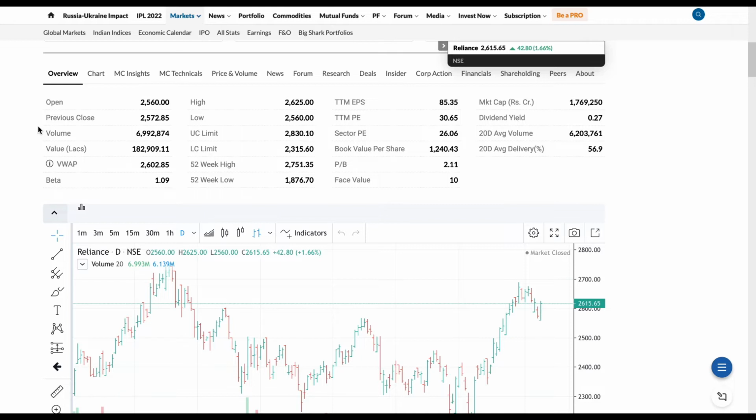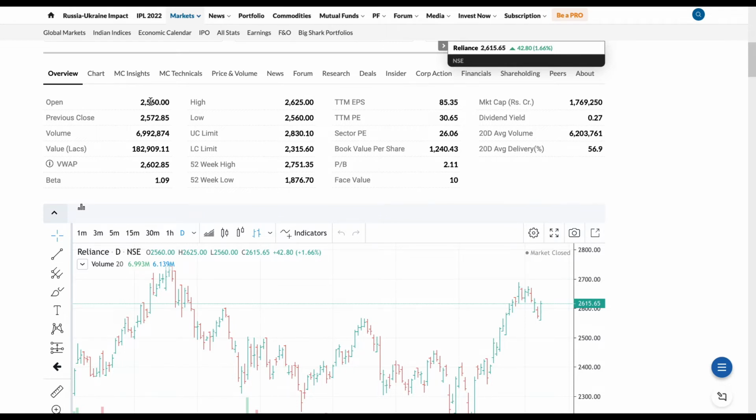Then there's beta. Beta is the numerical value that measures the fluctuation of a stock to changes in the overall market price. Here the beta value is 1.09, which shows it is pretty decent because the price has not fluctuated much. The open price was 2,560, and the current market price is going around 2,615. So that's not a major fluctuation in respect to Reliance Industries.